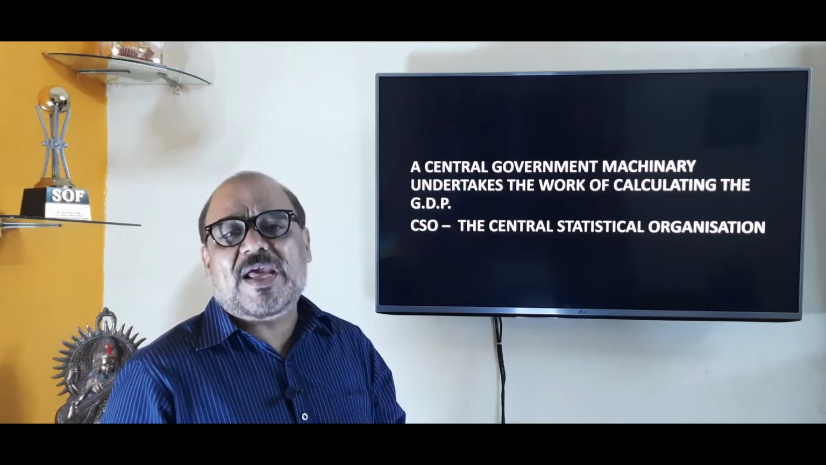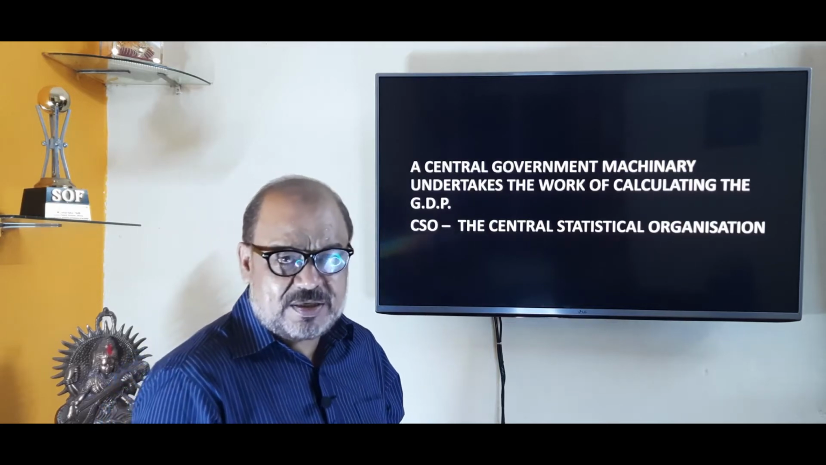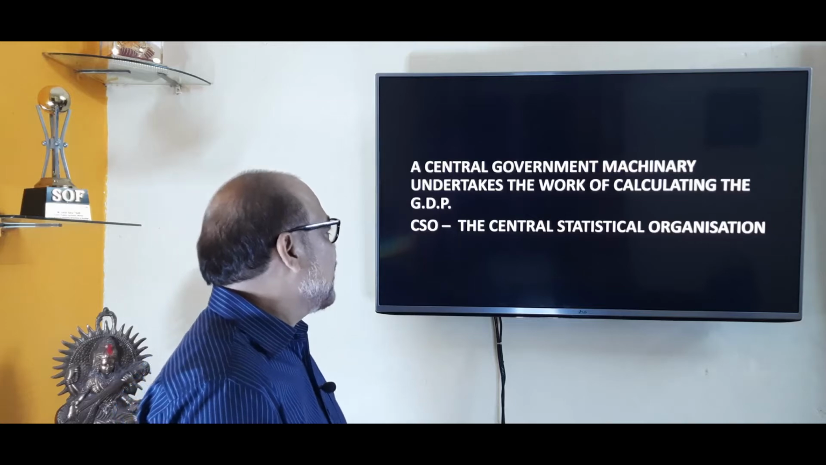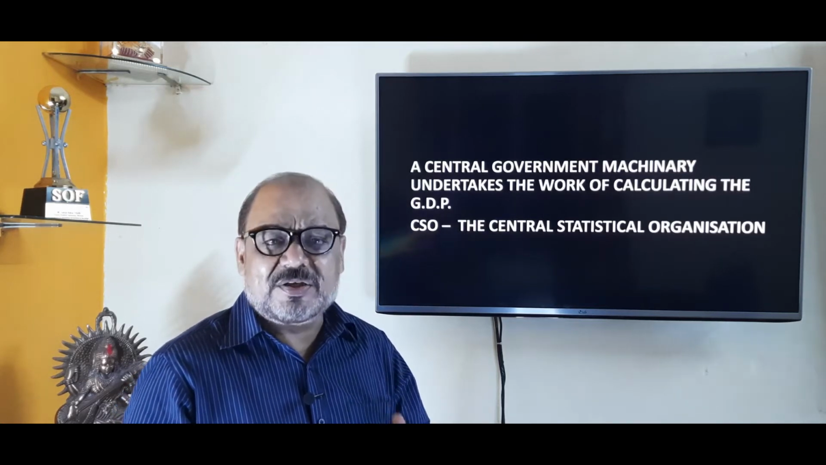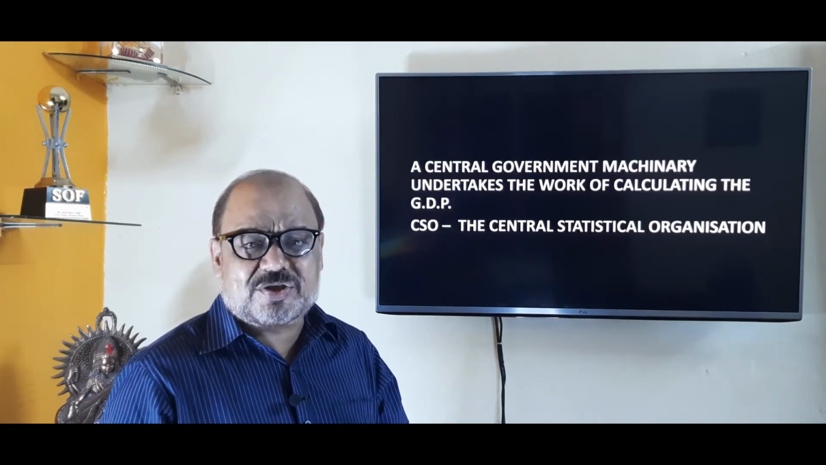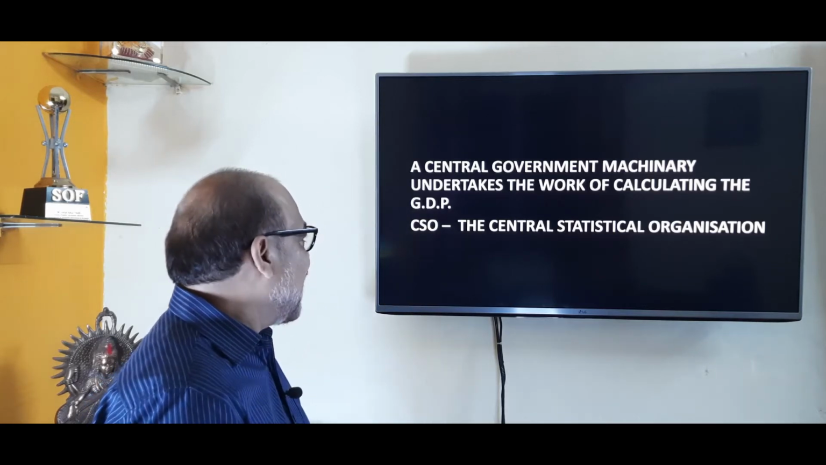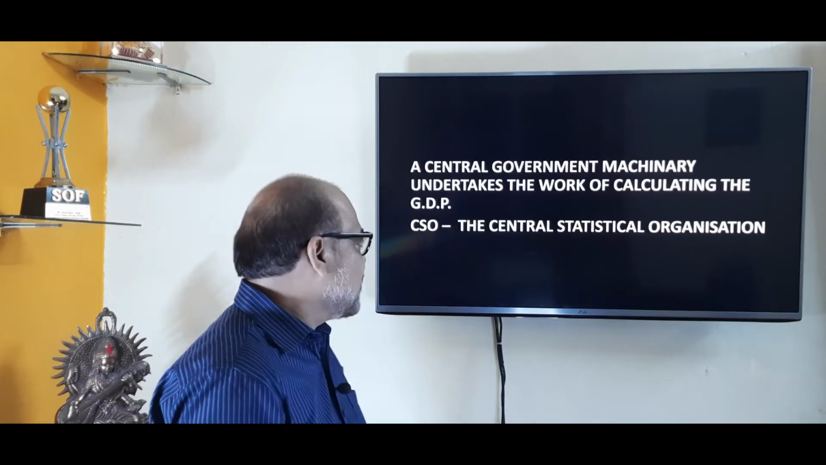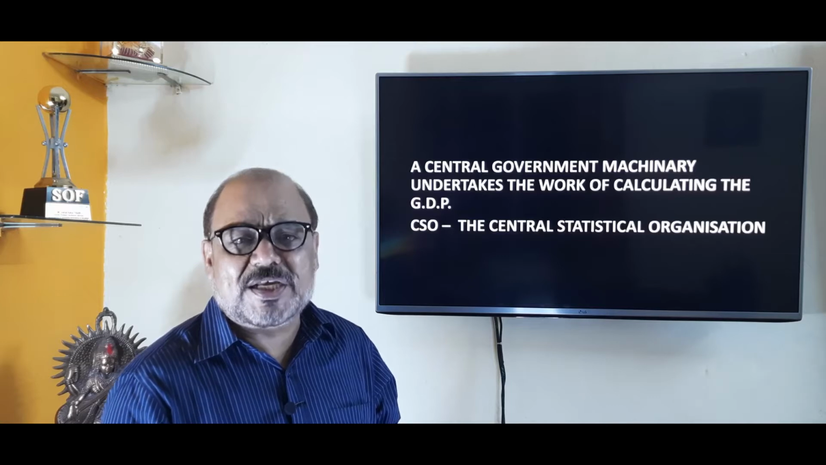Now, who calculates this GDP of our country? The answer is that a central government machinery undertakes the work of calculating the GDP, the gross domestic product of our country. And that central government machinery is called the CSO, the Central Statistical Organization.